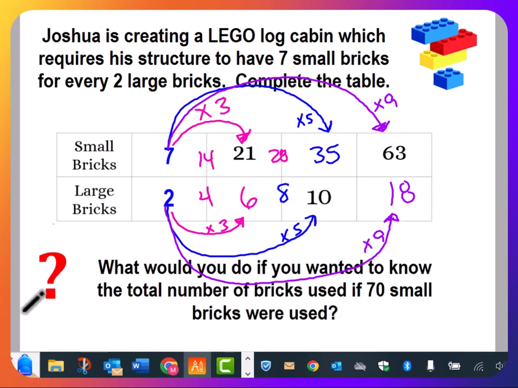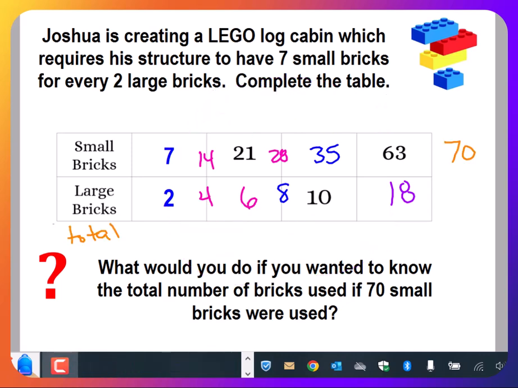So I have a question for you. What would you do if you wanted to know the total number of bricks used if 70 small bricks were used? So pause the video, read the question to yourself again, and see if you can find the answer. Okay, so it's asking us how many total bricks would you use if 70 small bricks were used?